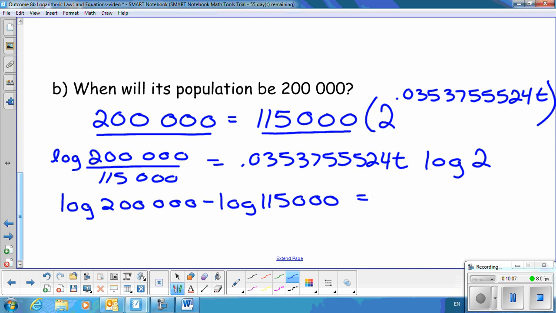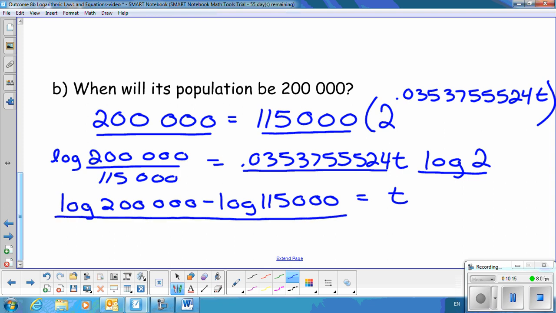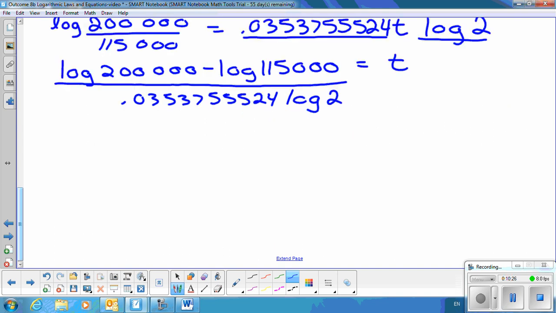On this right-hand side, I actually want to divide by this decimal number and the log 2. So if I do that at this point, I end up with that decimal number times log 2 in the bottom. That gives me the expression for t. Substituting in, we end up with t being 22.57 years later.